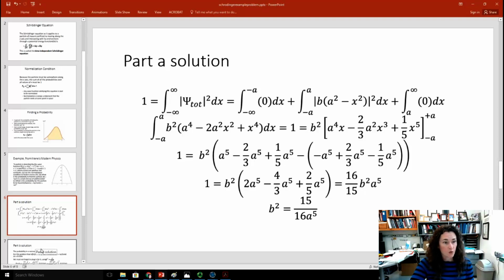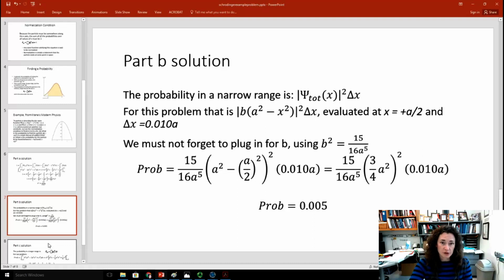Remember, part B was to solve for the probability that the particle was located at x equals a over 2 within a very small range of 0.01a. So the probability that a particle is in the narrow range is the probability density function, absolute value of psi squared, times the width of the range of interest, delta x. So for this problem, our wave function squared is b times a squared minus x squared, absolute value squared, and then times delta x. We're going to plug in for the value of x of interest, which is x equal to a over 2, and also for the width of that range, 0.01a.